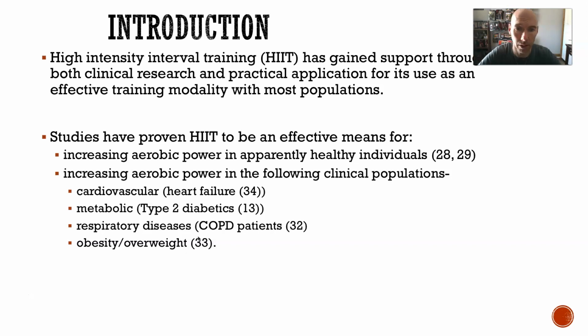And it has been found to be safe and effective with most populations. It has been shown by multiple researchers to increase aerobic power, or VO2 max, in healthy individuals. It has also been shown to have a beneficial impact on VO2 max with clinical populations, or populations that have a chronic disease. I have listed multiple chronic diseases and clinical populations where there is existing research to show high intensity interval training can have a beneficial impact.